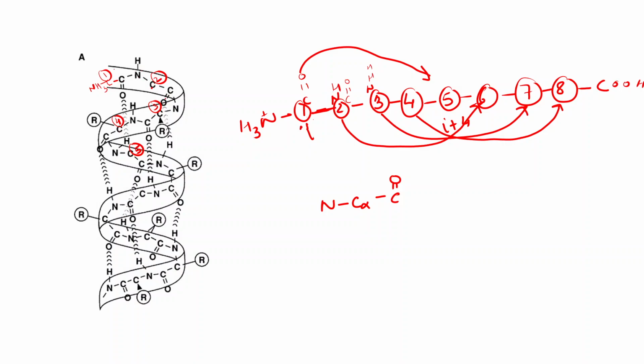Where is the carboxylic group? Here is the carboxylic group. This is making the hydrogen bond with the sixth amino acid. So the second is making the hydrogen bond with the sixth amino acid. Similarly, the third will make it with the seventh amino acid, and the fourth will make a hydrogen bond with the eighth amino acid.